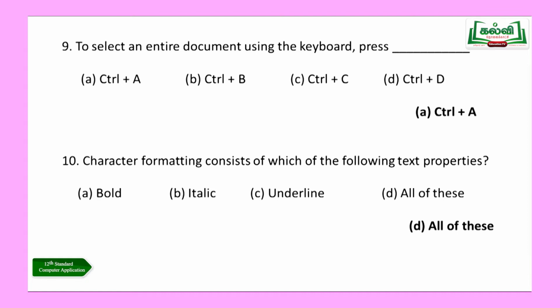So we have formatting options for everything. For character formatting, the text properties we will be using are all of these: you can underline, you can make bold, you can make italic. So all of the options we will be using for formatting the character. Even for formatting the whole line we can use underlining, italic and bold.